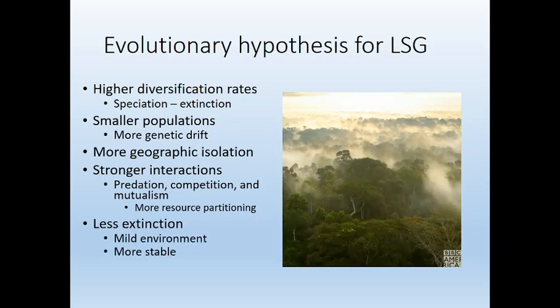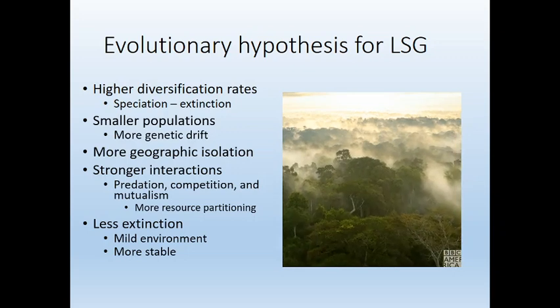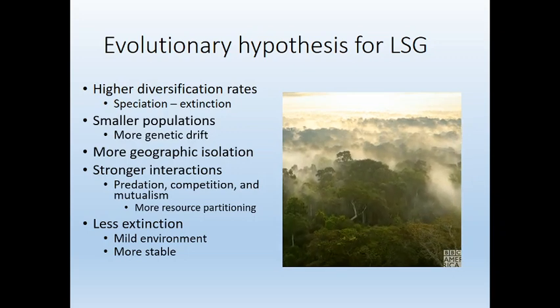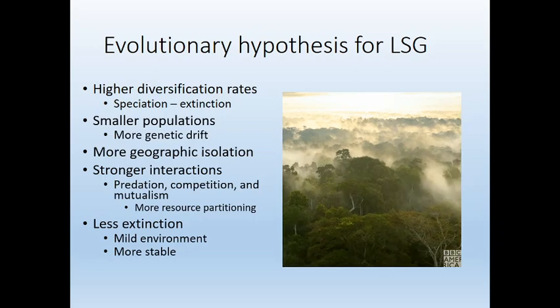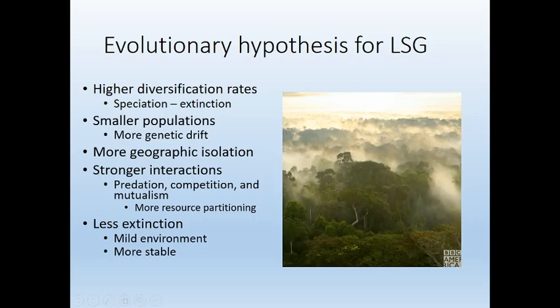Then there's just less extinction, right? The environment is stable, it's mild, and you just get less extinction overall. So it kind of goes back to feeding into this higher diversification rate.